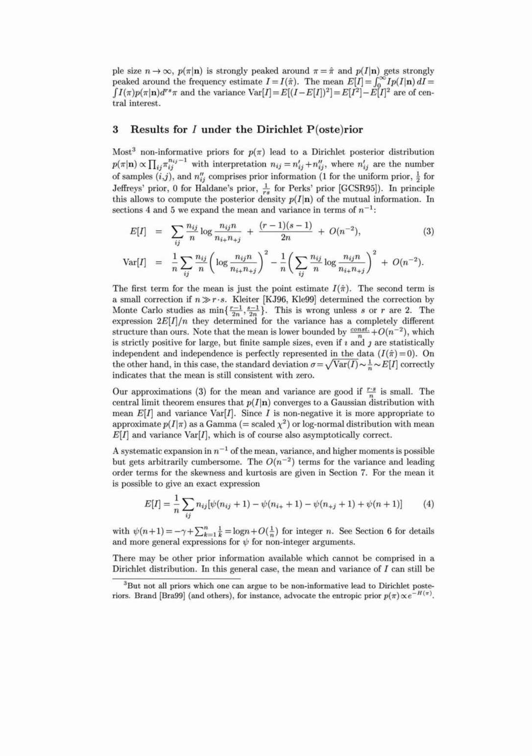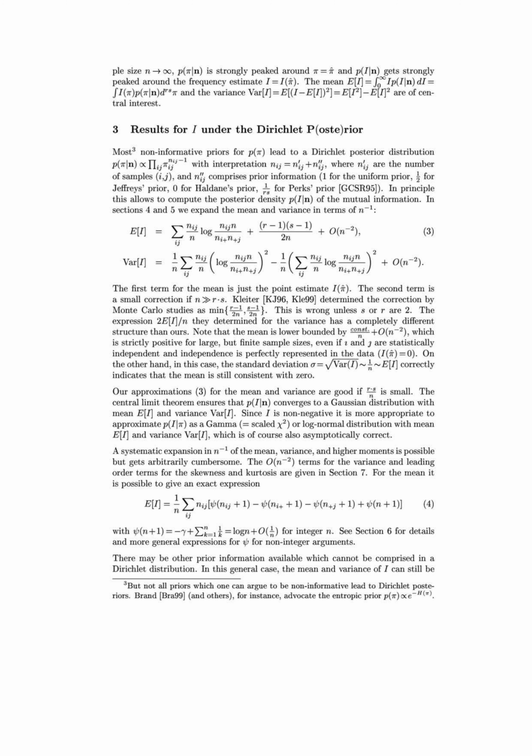Results for I under the Dirichlet prior. Most non-informative priors for p(π) lead to a Dirichlet posterior distribution, with parameters n_ij + n'_ij, where n_ij are the number of samples (i,j), and n'_ij comprises prior information: 1 for the uniform prior, 1/2 for Jeffrey's prior, 0 for Haldane's prior, and 1/(rs) for Perks' prior. In principle, this allows us to compute the posterior density p(I|n) of the mutual information.